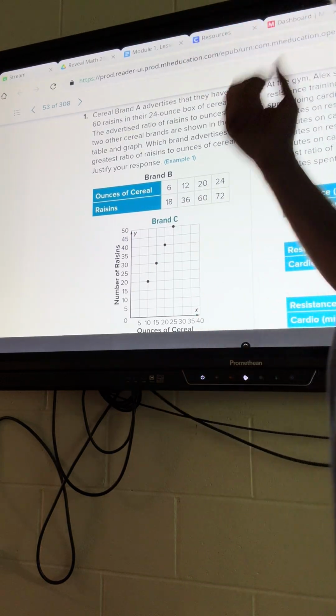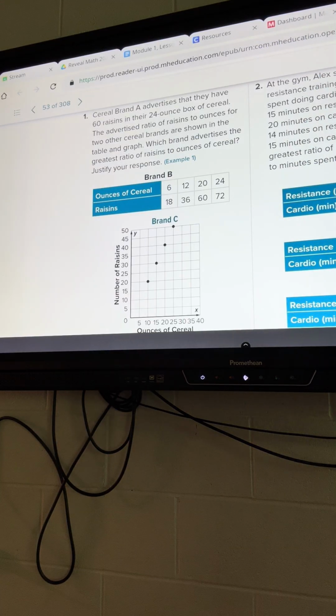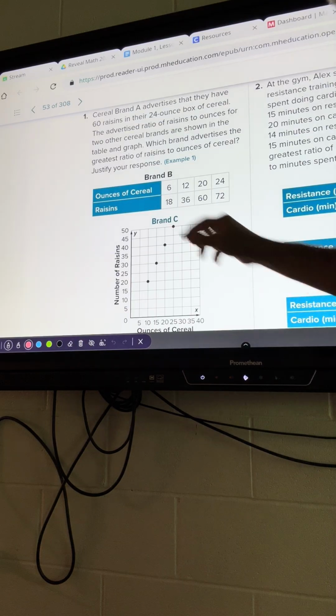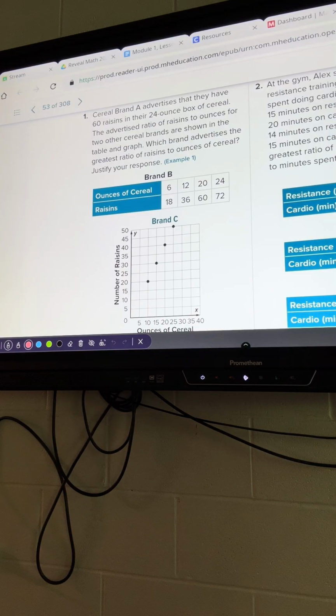We have number one, cereal brand A advertises that they have 60 raisins in their 24-ounce box of cereal. The advertised ratio of raisins to ounces for the two other cereal brands are shown in the table and the graph. Which brand advertises the greatest ratio of raisins to ounces of cereal?